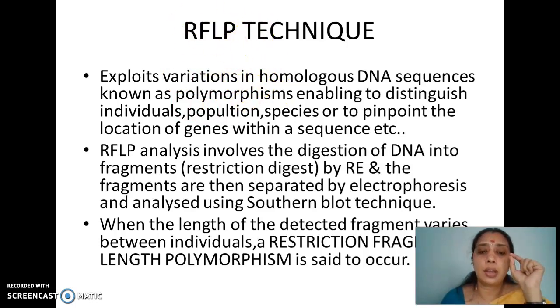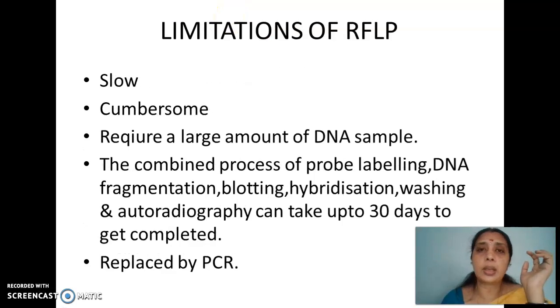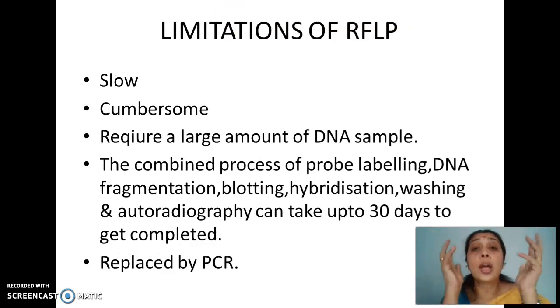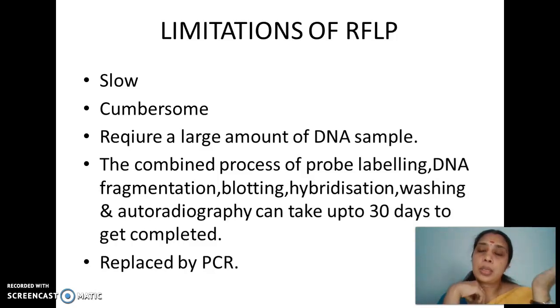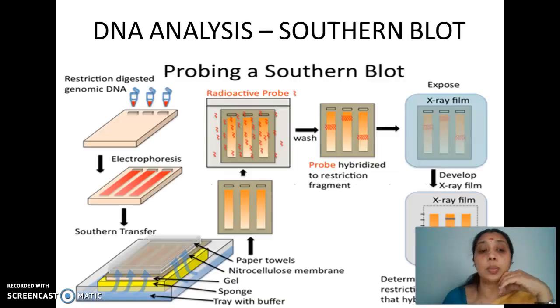I've told you that before PCR, the early technique was called the RFLP technique, restriction fragment length polymorphism, but it is now replaced by PCR. It had certain limitations: it was a slow process, and it required large quantities of DNA. In the case of PCR, we require only a single gene, right? That's the main advantage of PCR over other techniques.